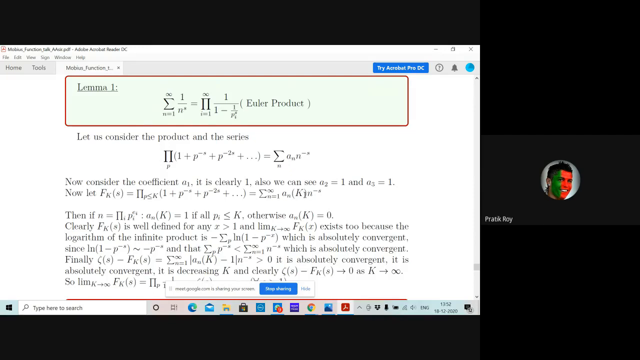Okay. Now suppose this product here, 1 plus p to the minus s and p to the minus 2s, I have just multiplied the entire thing, and I have written it in summation form, and that summation form looks like this: summation n to the minus s, and I just want to see what these a_n are. And I can clearly see that, and this multiplication is like, yes.